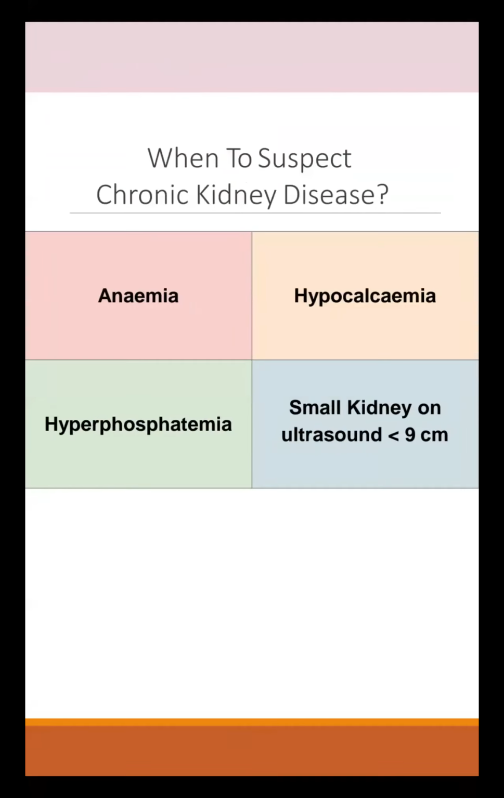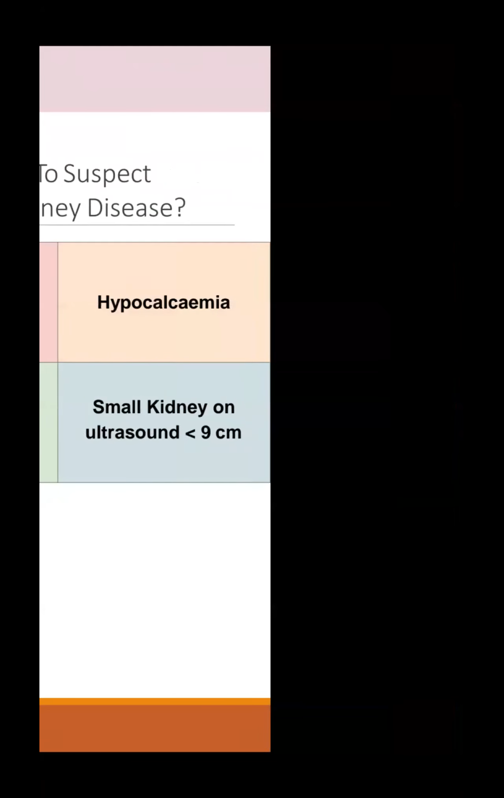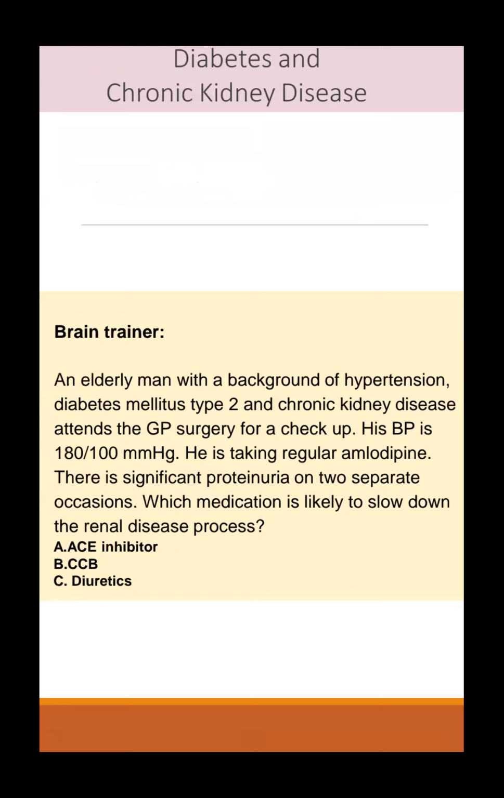In a CKD patient, we will find anemia, hyperphosphatemia, hypocalcemia, and small kidney size on ultrasound, below 9 centimeters. This brain teaser will be discussed with Dr. Somia.